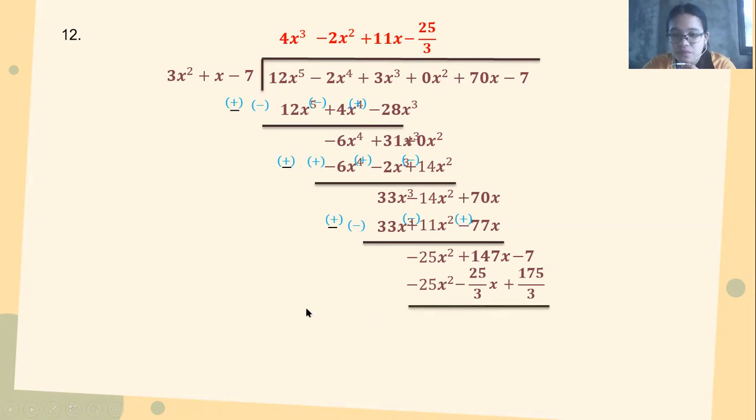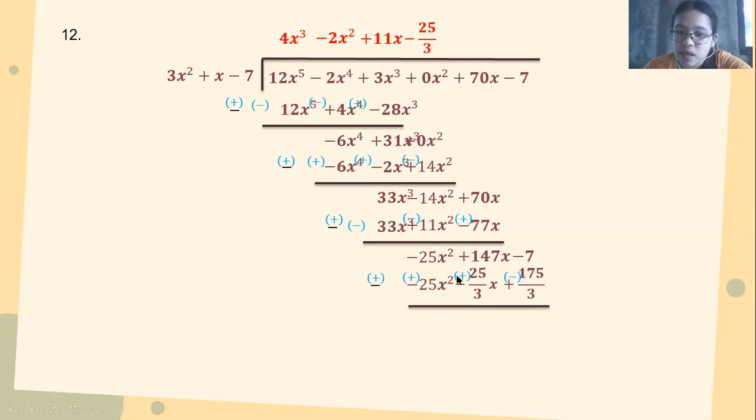And subtract and change the sign of the subtrahend. Negative 25x squared will become positive 25x squared. Negative 25 over 3x will become positive 25 over 3x. Then the positive 175 over 3 will become negative 175 over 3, and the operation sign will change into addition. We have negative 25x squared plus positive 25x squared is equals to 0.